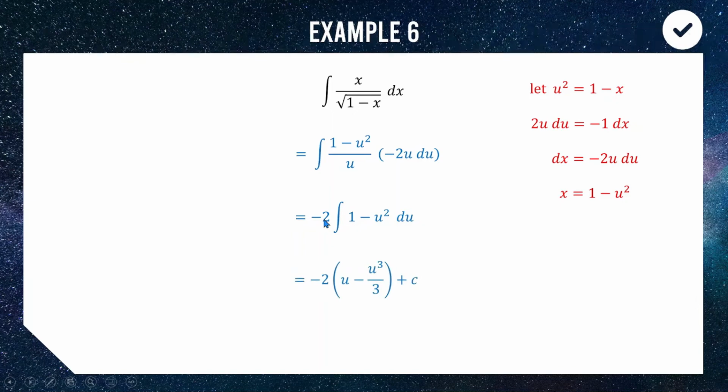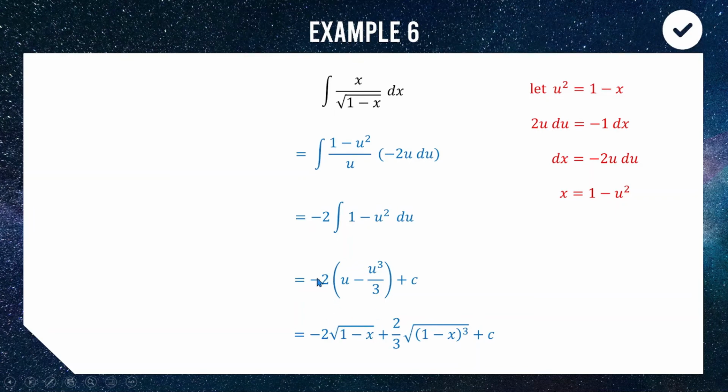Okay, if we integrate this, 1 turns into u, and then minus u squared turns into minus u cubed divided by 3, plus your constant, and now we just need to chuck back in our substitution. So remember that u is actually equal to the square root of 1 minus x. So we've got minus 2 times root 1 minus x.